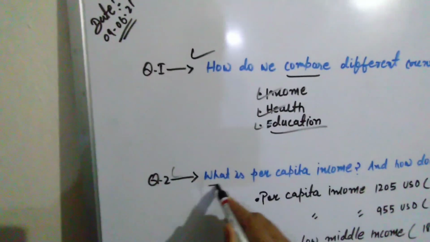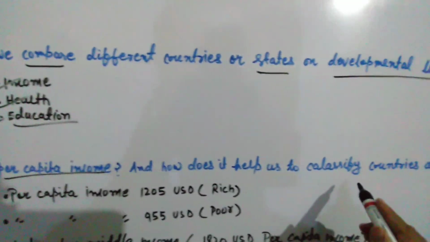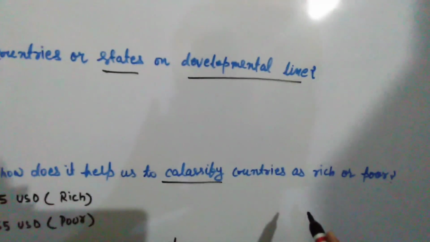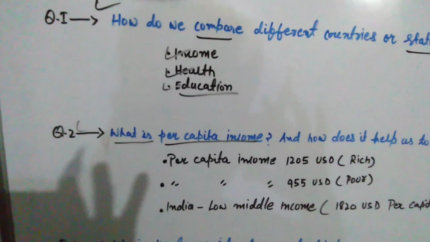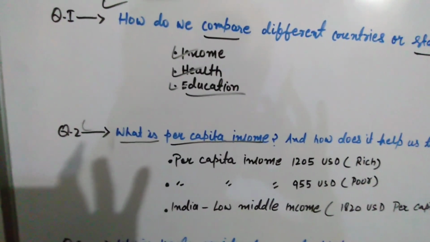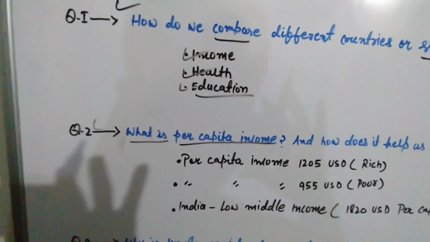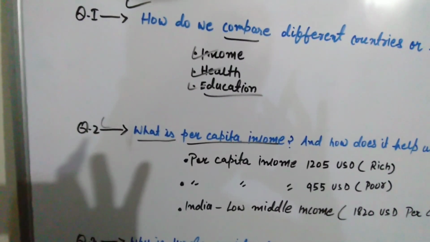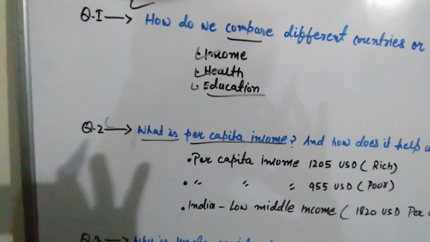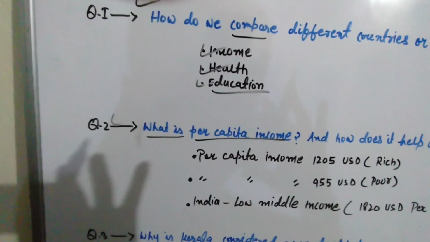So question number 2 is, what is per capita income and how does it help us to classify countries as rich or poor? So dear students, per capita income refers to average income earned by every person living in a specific country or any certain state of a country. Okay, it is calculated by dividing total income of a country or state by its population.